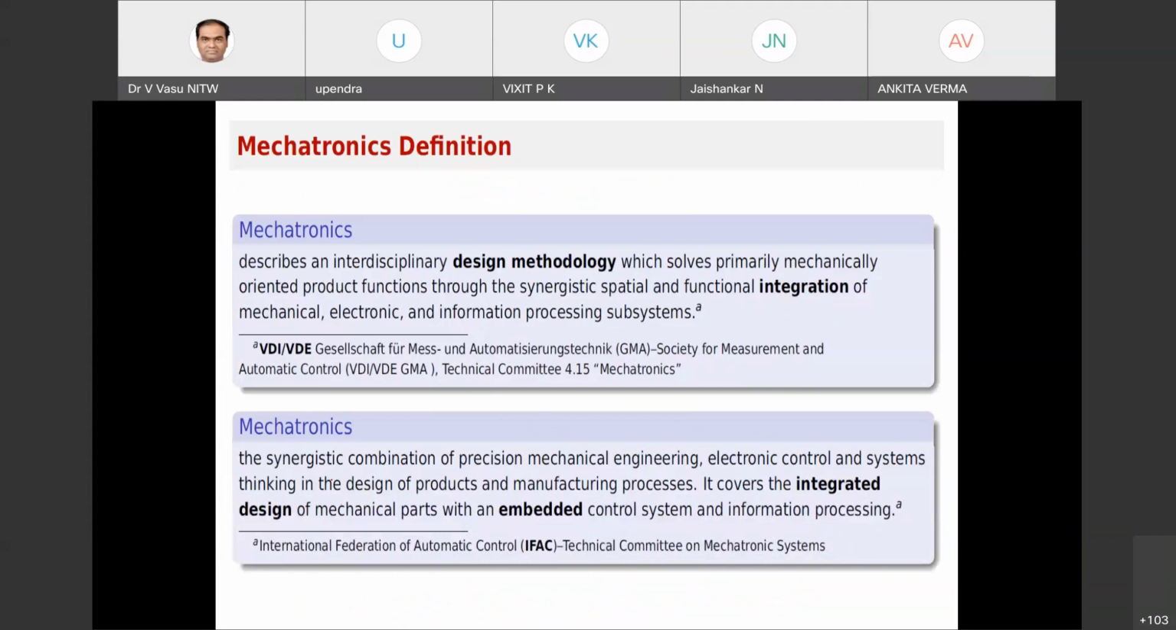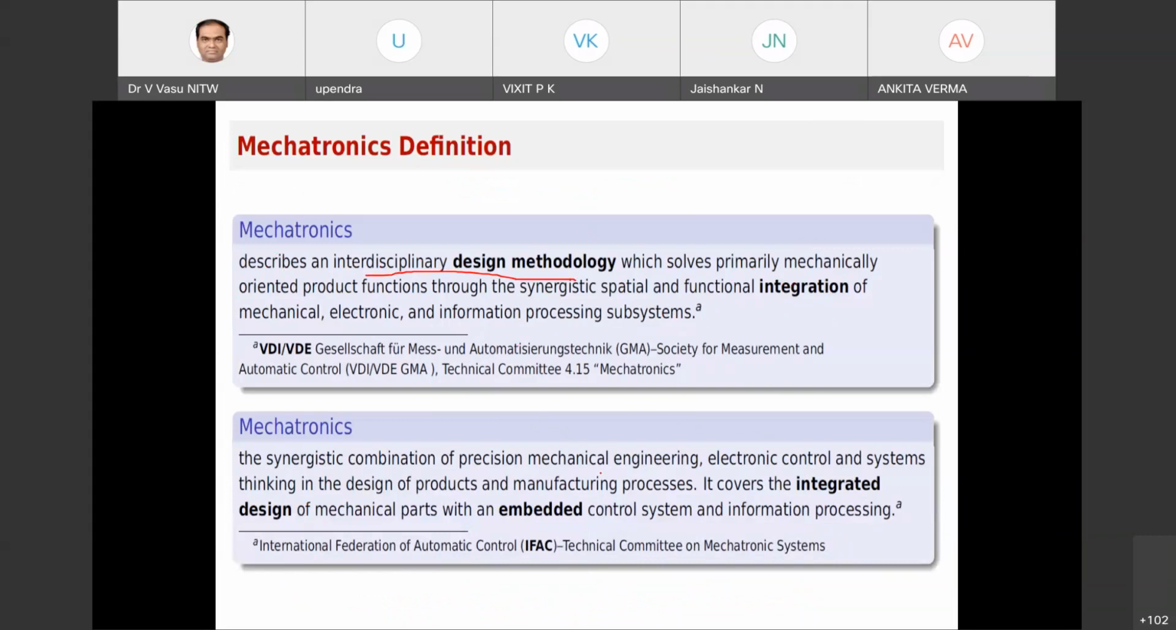Coming to the definition, as I explained, mechatronics is described as an interdisciplinary design methodology which solves primarily mechanically oriented product functions in a systematic manner.